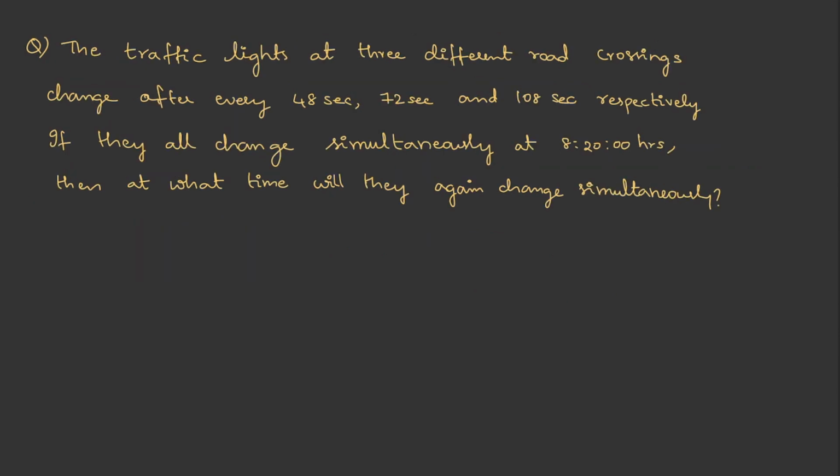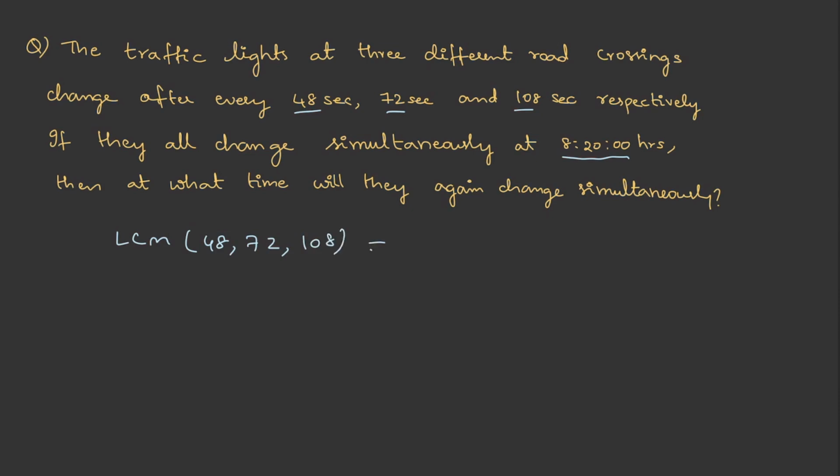Let's try one more question of this model. The traffic lights at 3 different road crossings change after every 48 seconds, 72 seconds and 108 seconds respectively. If they all change simultaneously at 8 hours 20 minutes, then at what time will they change again simultaneously? Very similar to the previous question. So when you want the common time, just take the LCM of 48, 72 and 108.